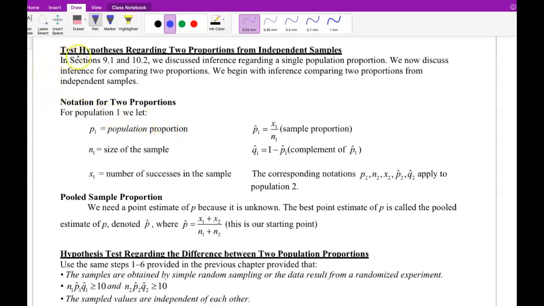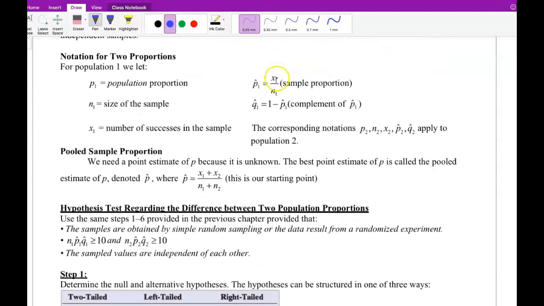Hello everyone, in this part we have testing hypotheses regarding two proportions from independent samples. What that means is we're going to have two populations. For the first one, P1 is the population proportion, N1 is the size of the sample for the first population, and X1 is the number of successes in the sample for the first population.